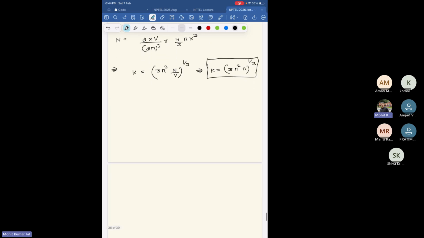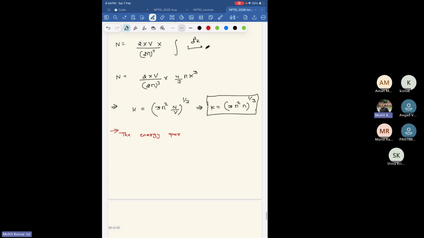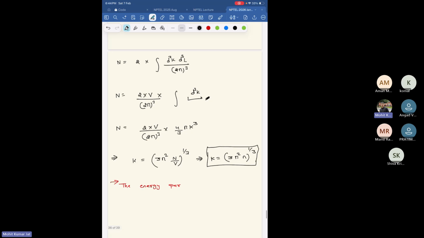Now the question asked in the problem is the energy per electron. So the energy, see, I'm going into the details of these derivations because I want to be thorough. Yes, you're right, it should be the integral from 0 to k_F. You don't integrate over the full space because after that the states are not even there.